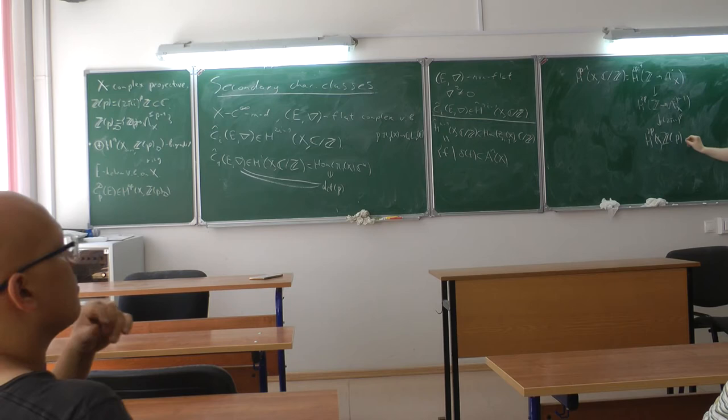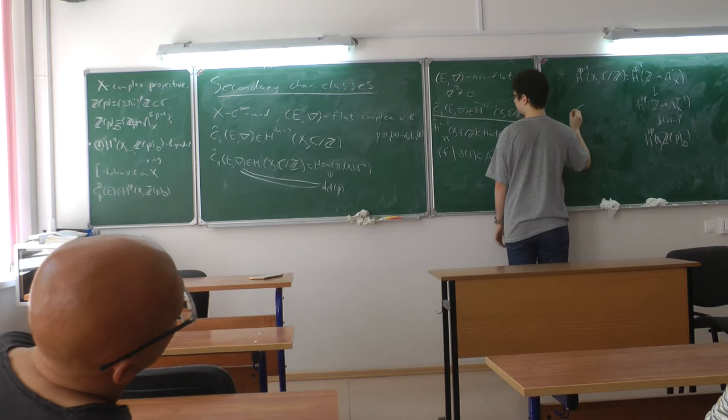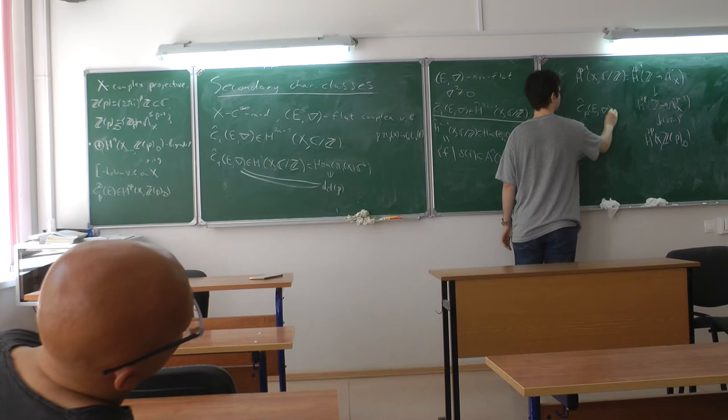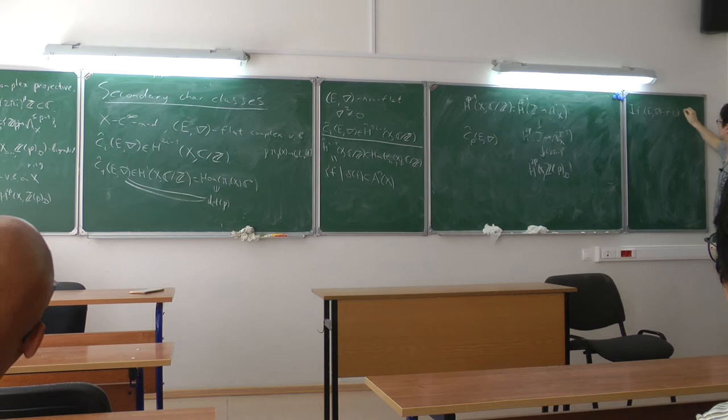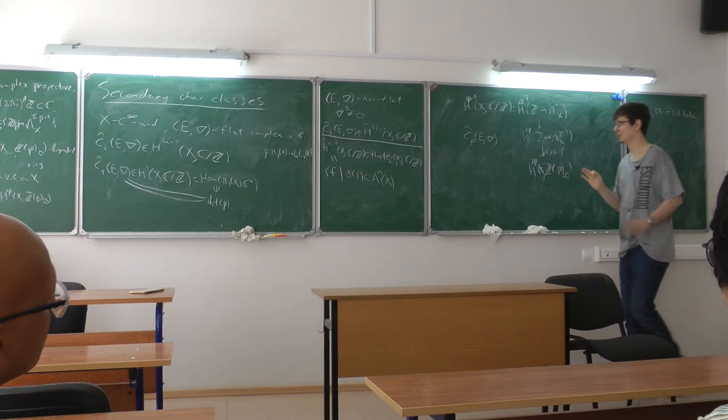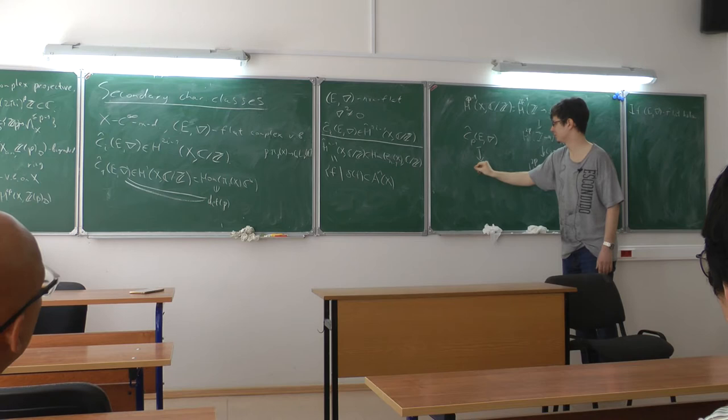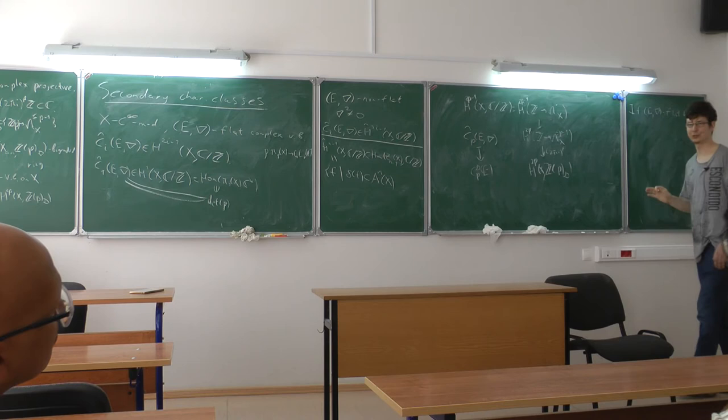Under this projection, this C_p hat of (E, nabla), if we assume that (E, nabla) is flat holomorphic, which I will assume from this moment, mostly. So under these assumptions, C_p hat of (E, nabla) just goes to C_p Deligne of E, which is also not hard to check.